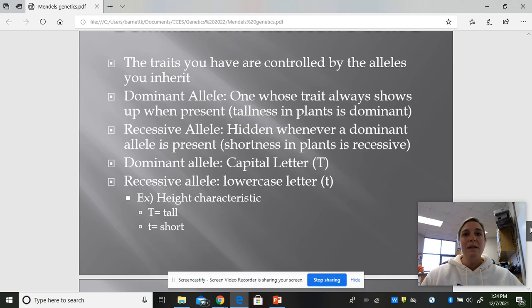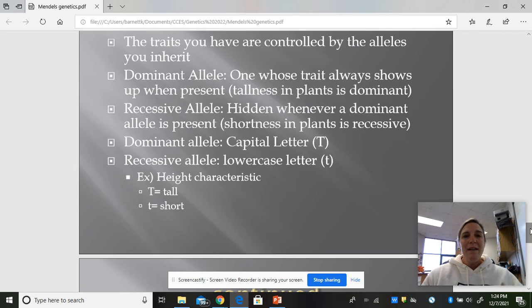So shortness in plants was recessive. It was hidden in that F1 generation. It showed back up in the F2, but for the F1 generation, it was hidden. So the way that we keep track of this on paper is through capital and lowercase letters. And you don't always have to use T's. I just happen to use T's in this first set of notes. You can actually use any letter you want.